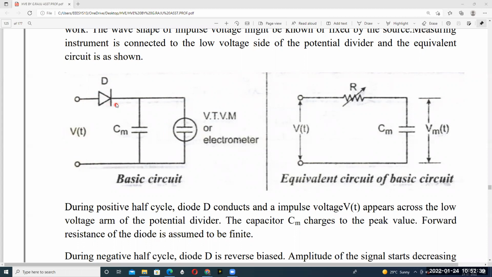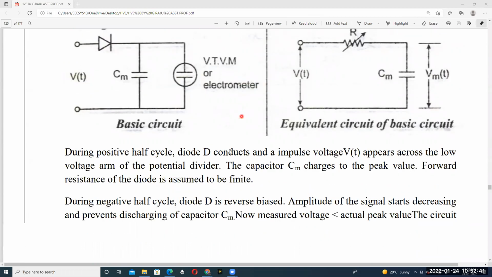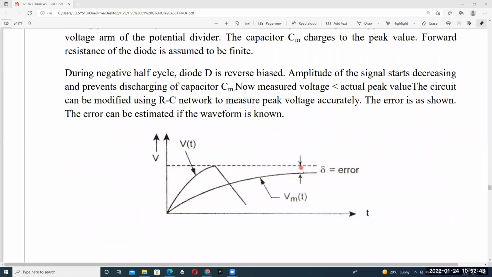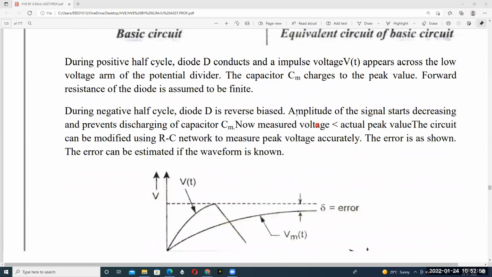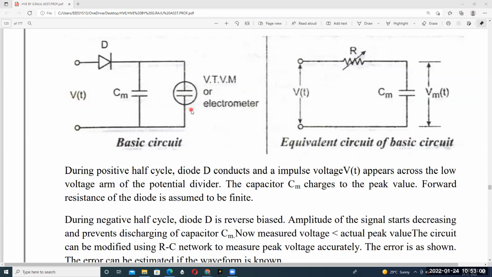Am I right? So this is the drawback, and also there is some error present in the measurement of voltage. This is a small error, delta. The output voltage is not equal to the input voltage, so our measurement of peak value is not equal to the input voltage. This is because of this error. It is also not suitable for either polarity, only for one pulse of one polarity.